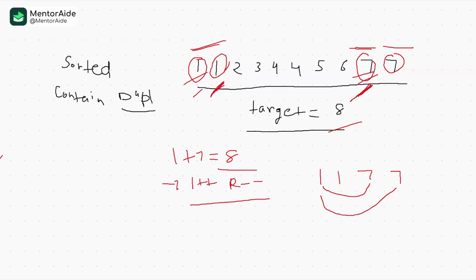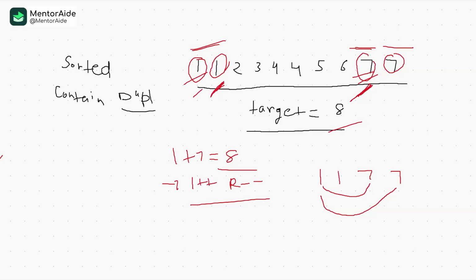Yes, sir. So, what do you think? Go ahead. Only increase the first pointer from the left side. Do you think doing that will work out? Because I don't think so. You will still miss some of the pairs.